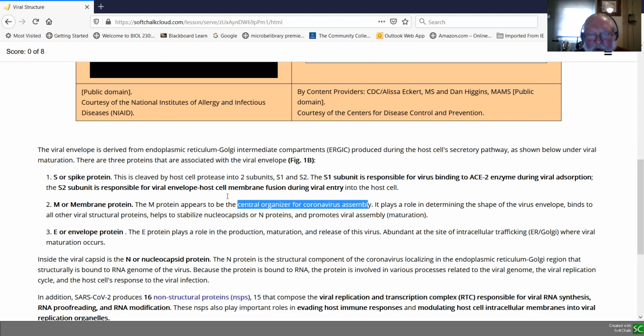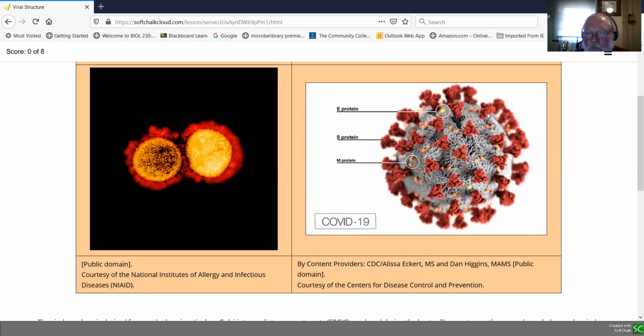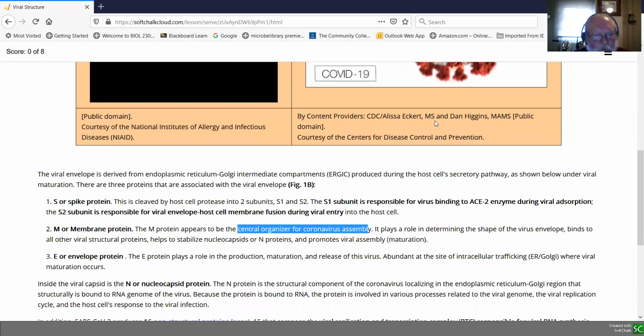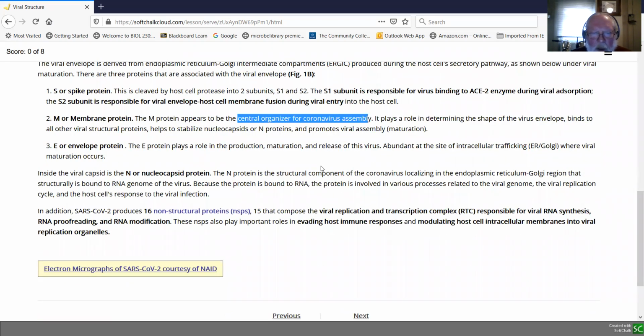The E or envelope protein, which we see here, also plays a role in the production, maturation, and release of the virus.